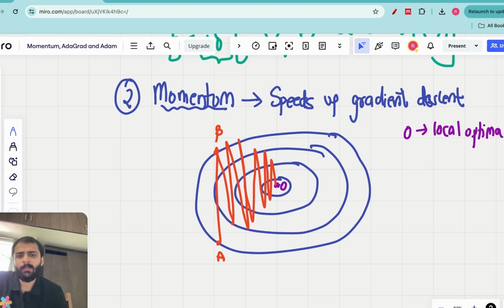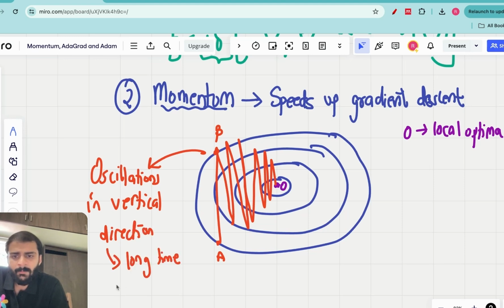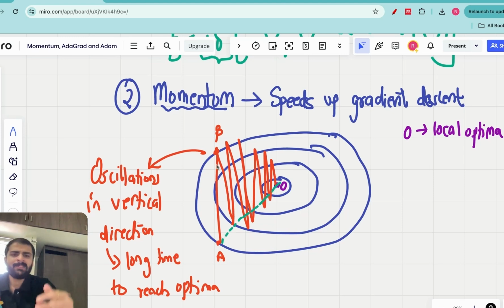And that is one of the major drawbacks of gradient descent. We keep on doing this back and forth, which are also called oscillations. So these are oscillations in the vertical direction in this particular case, and that's why it takes a long time to reach the optima. Whereas just from visual inspection, we know that from point A to point O, the best path is like this, which is shown by the green line. So we need to minimize these vertical oscillations as much as possible.